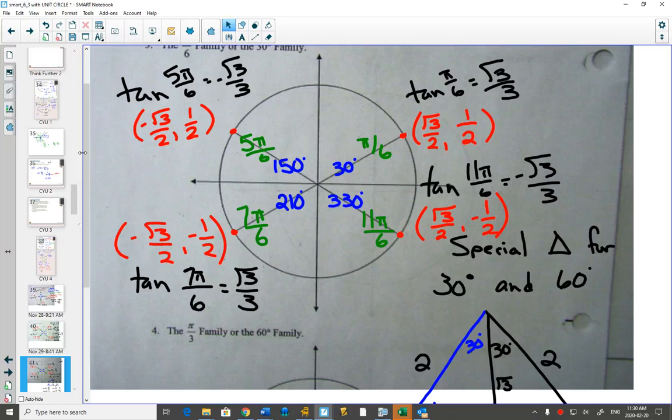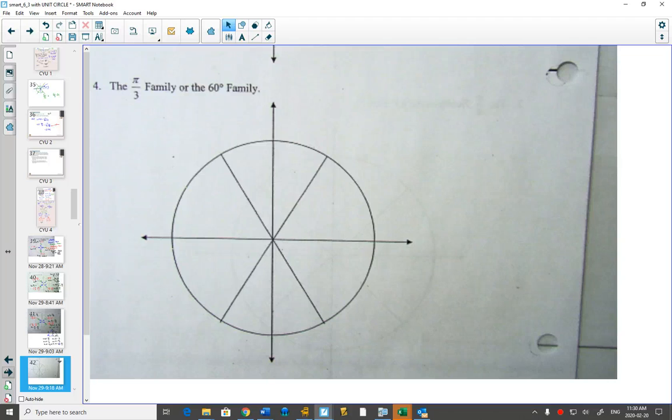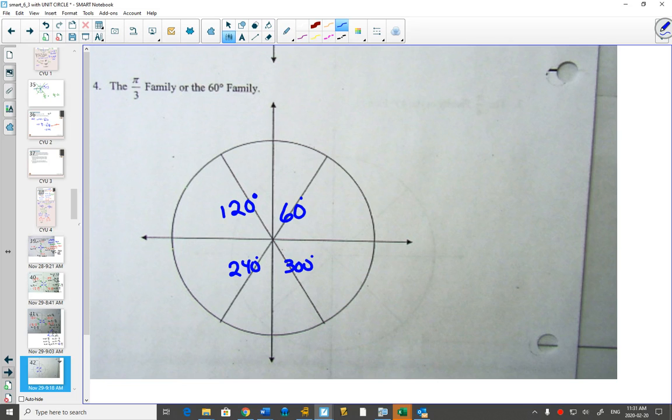So 330 degrees is the same as 11 pi over 6 radians, and so it'll be negative square root 3 on 3. All right, last family, the 60-degree family, starting in degrees. 30-second head start for you. How did we do? 120 degrees, 240 degrees, and 300 degrees. Radians, pi over 3.